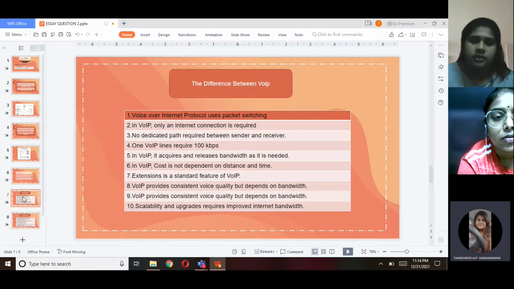Seventh, extensions are a standard feature of VoIP. Eighth, VoIP provides consistent voice quality but depends on bandwidth. And the last one, scalability and upgrades require improved internet bandwidth.